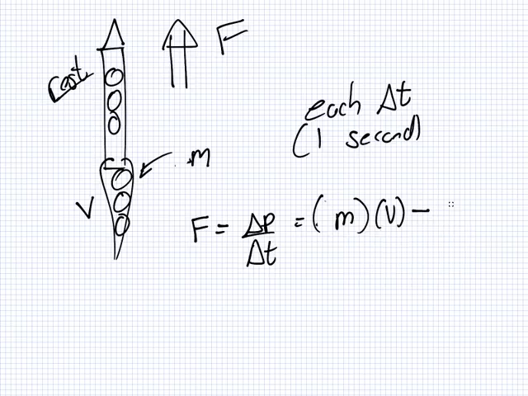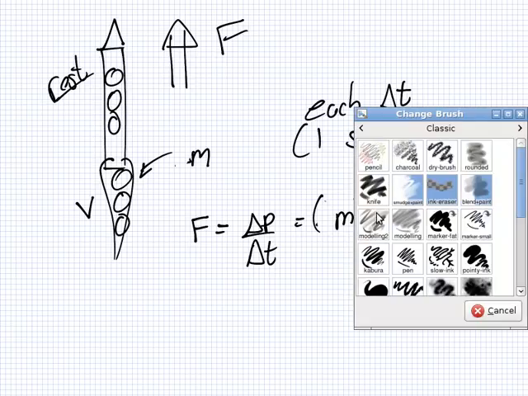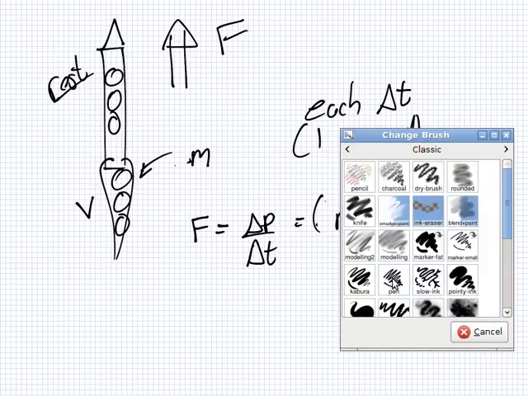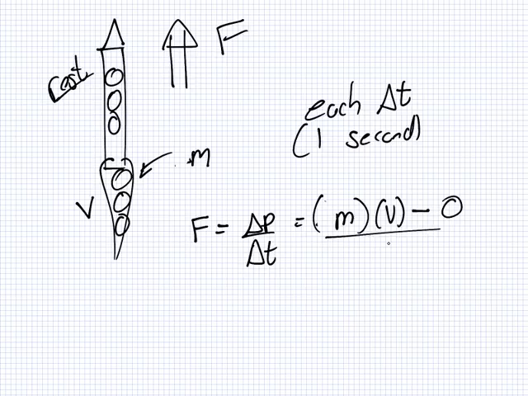Minus 0 over t. So that's mv over t, or delta t if you want. Okay. Now, that's the force of the gas coming out. Will that be the same force as the force of the rocket going up, if you think about it?